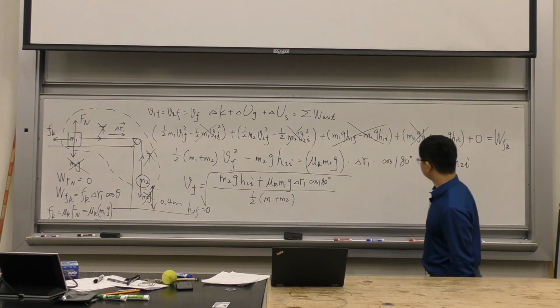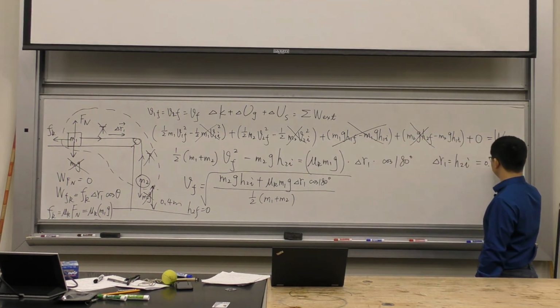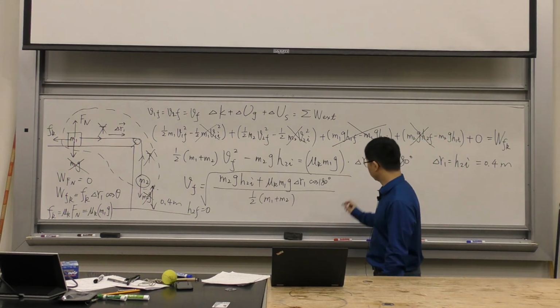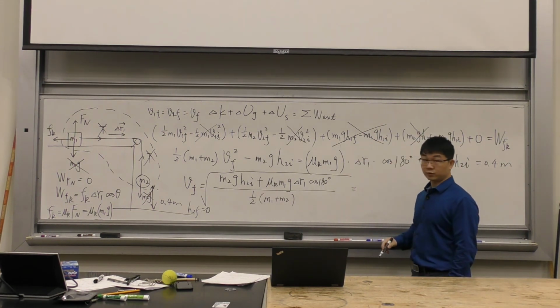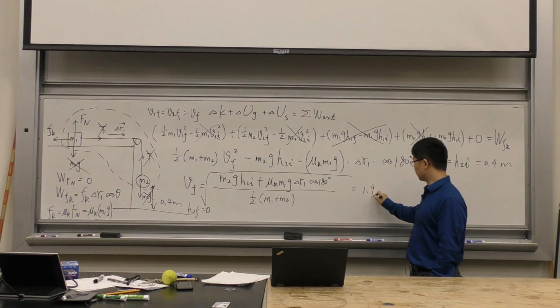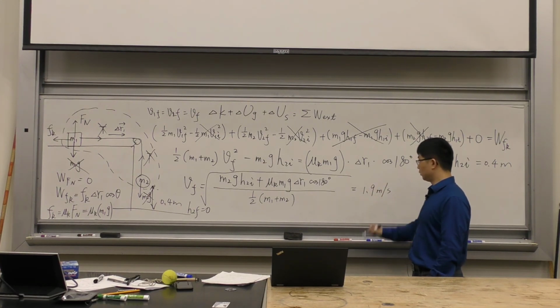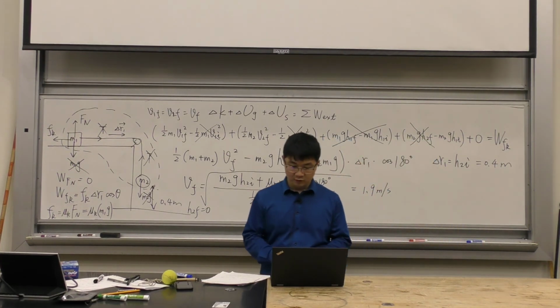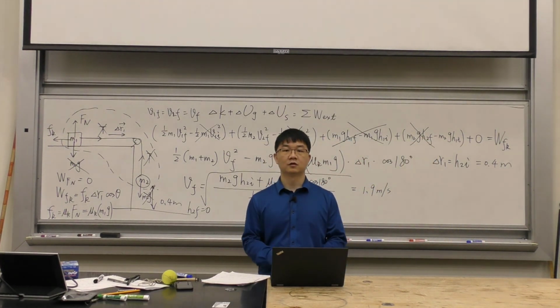Now you can plug numbers in because these two numbers are both 0.4 meters. You plug all the numbers in. The final answer, what is the final answer you got? Final answer I got is about 1.9 meters per second. Okay, so this is this question. I'm going to stop here for this video.